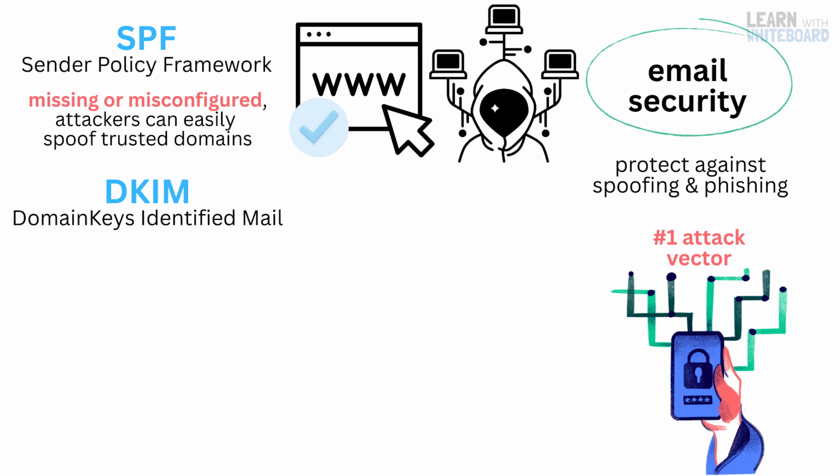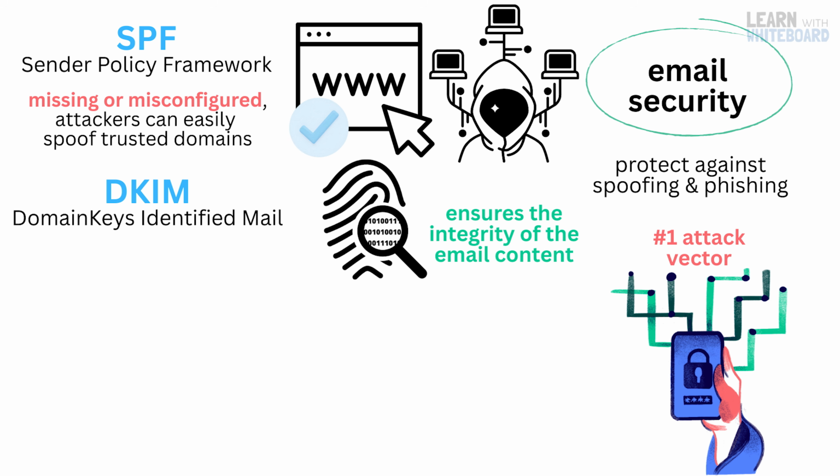DKIM adds a cryptographic signature to every outgoing email, allowing the receiving server to verify that the message hasn't been altered in transit. This ensures the integrity of the email content and builds trust between sending and receiving mail servers.